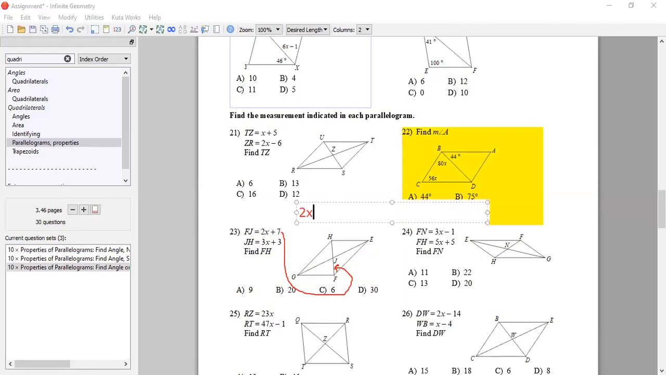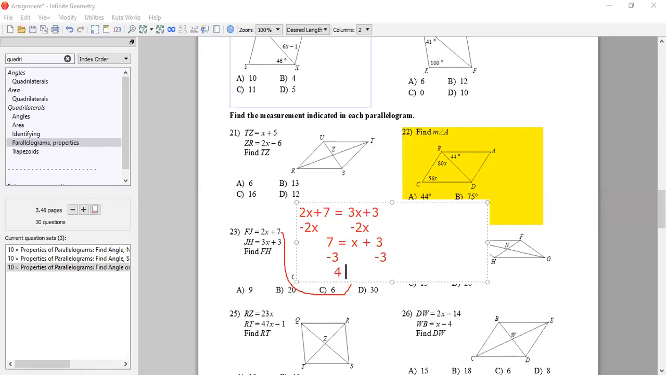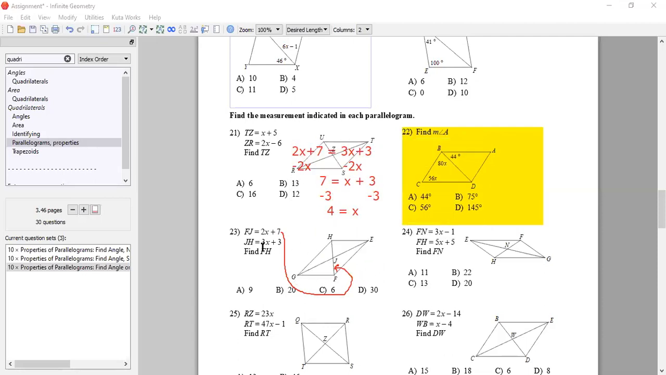So 2x plus 7 equals 3x plus 3. We can subtract 2x from both sides, leaving us with 7 equals x plus 3. Then we're going to subtract 3 from both sides, leaving us with 4 equals x. Well, they didn't ask you what x was. What they asked you for was, what is FH?